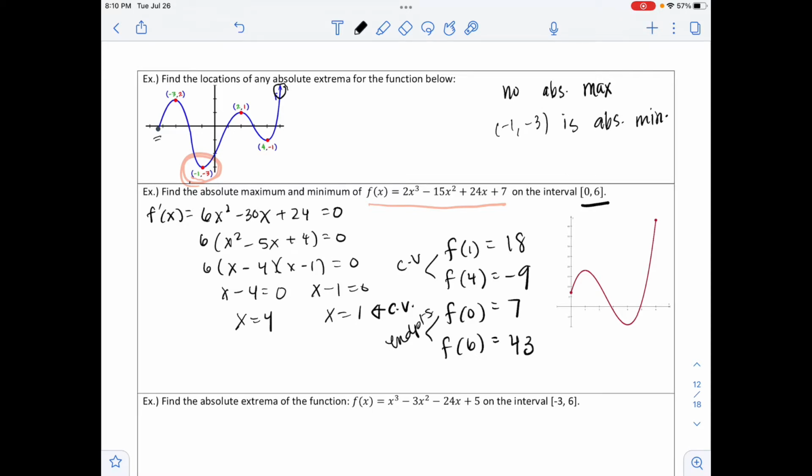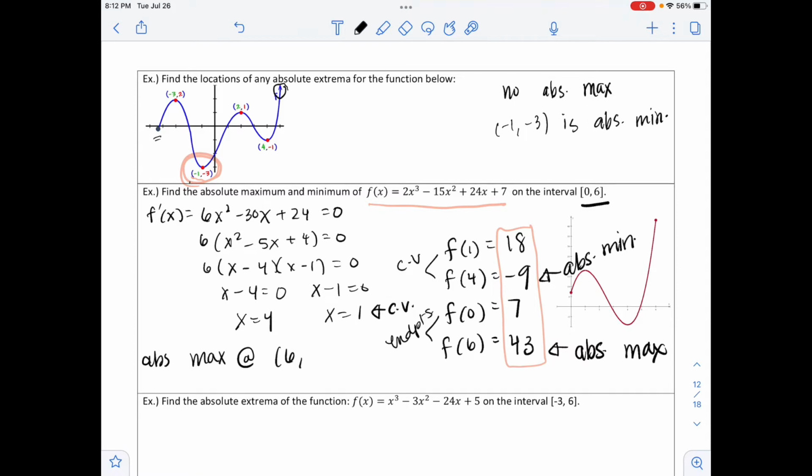So now you have these y values that we just calculated here. And you're going to select the largest of the large. And the largest of the large is 43. And so this is going to be our absolute max. And our absolute min is going to occur when x is equal to 4, and that's -9. So our absolute max is going to occur at the point where x is 6 and y is equal to 43. And our absolute min is going to occur at x is equal to 4 and y is equal to -9.